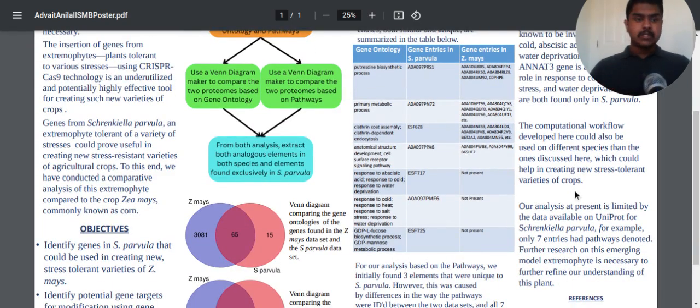Our analysis at present is, of course, limited by the fact that data on Schrenkiella parvula is limited. For example, only 7 entries in UniProt had their pathways denoted. Further research on this emerging model extremophyte is necessary to further refine our understanding of the plant and identify new genes that could potentially be used in creating stress tolerant varieties of crops.